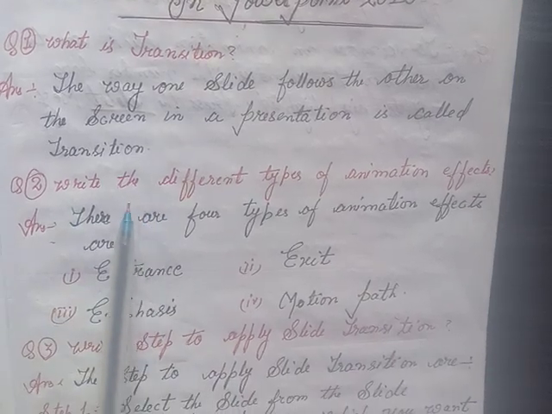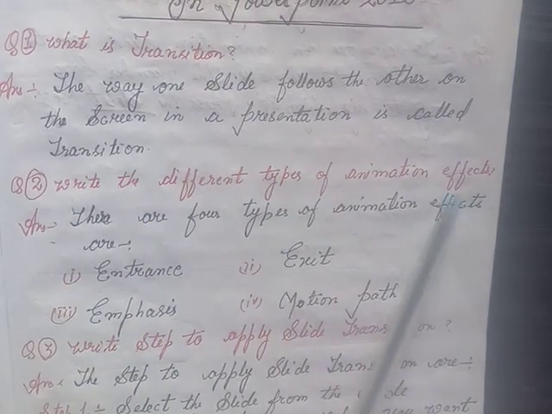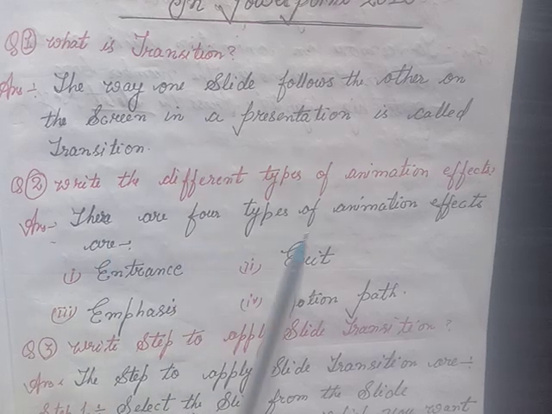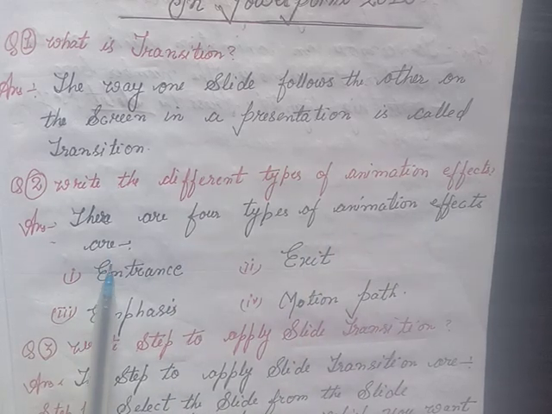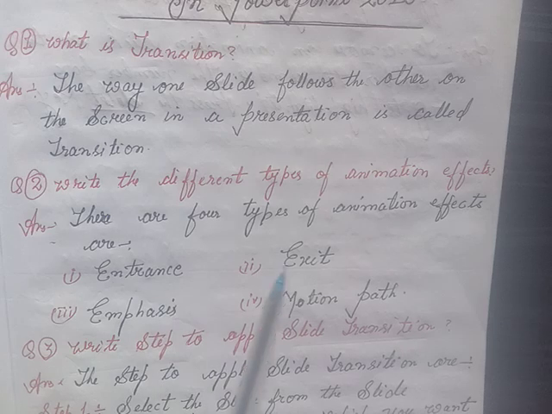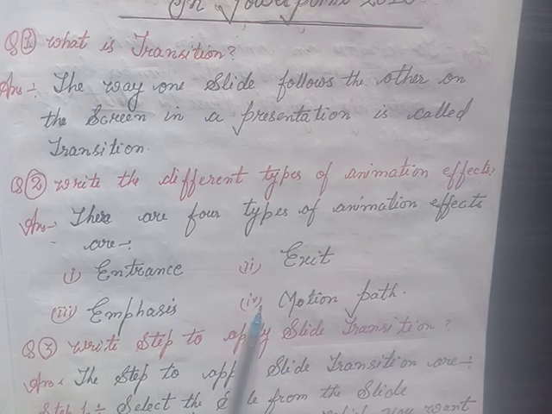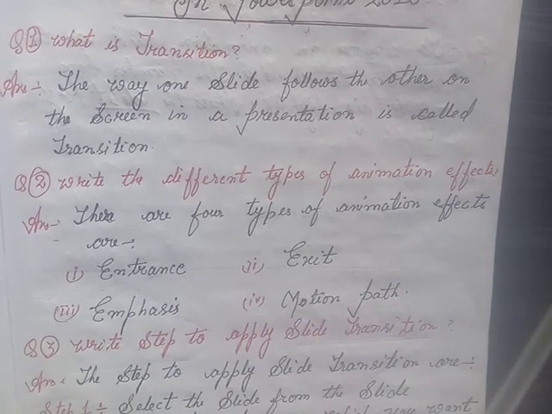Second, write the different types of animation effects. Answer: there are 4 types of animation effects: first, entrance; second, exit; third, emphasis; fourth, motion path.